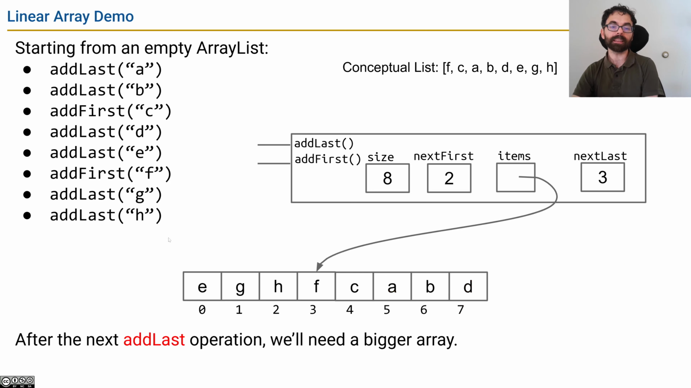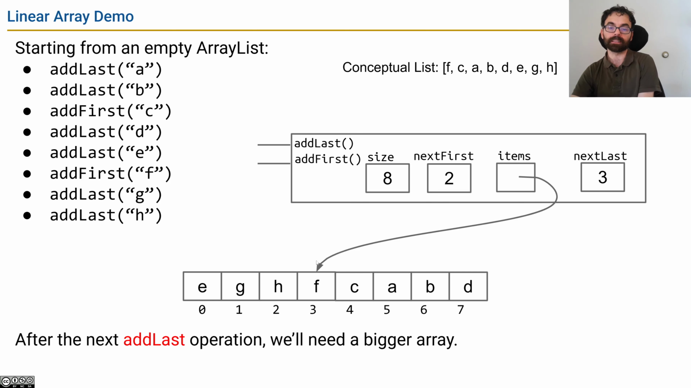And if we do a couple more add last, let's say G and H, I end up with this array. Now again, this might seem super confusing because it's packed in tight. But when we read through the array, we're always going to say that the first actual item in the list is next first plus 1, which is F.